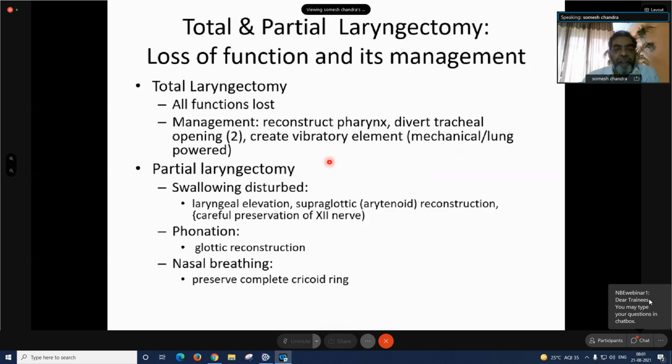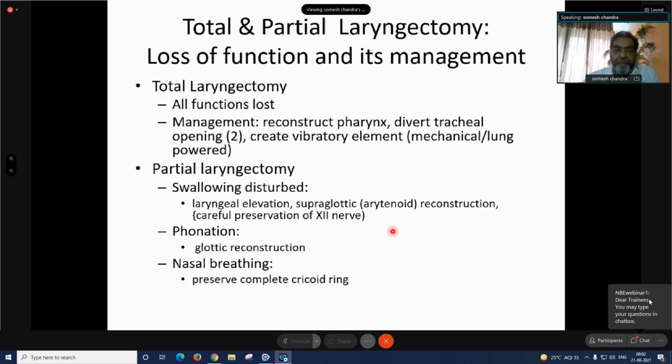In a partial laryngectomy, to restore swallowing, we must have adequate laryngeal elevation and a supraglottic, that is arytenoid, reconstruction. What is generally not mentioned is that we need to carefully preserve the hypoglossal nerve, because the entire movement of the tongue depends upon the hypoglossal nerves. They lie very close to the hyoid cornu and the superior cornu of the thyroid cartilage.